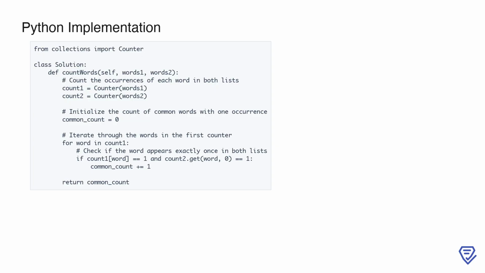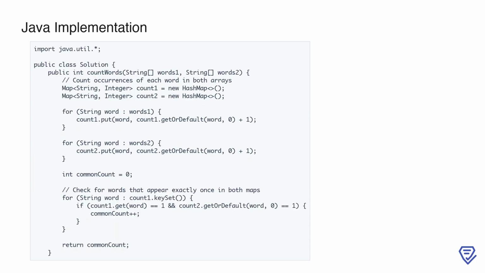This approach has a time complexity of O(n + m), due to the linear traversal of input lists and counters, making it optimal for large inputs. Here, we're implementing a method to count words that appear exactly once in two given arrays. First, we import the necessary utilities and define our class and method, countWords. The goal is to determine how many words occur only once in both arrays.